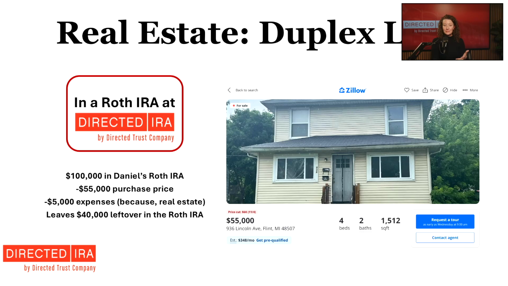Once he submits it to us, we're going to get a request that essentially says, hey, Lindsay, Daniel would like you to send out $55,000 and here's why. He's going to have the purchase agreement and everything for us. We're going to review everything and say, yep, looks good. We'll send the money out for you, Daniel, and then his IRA owns a property.